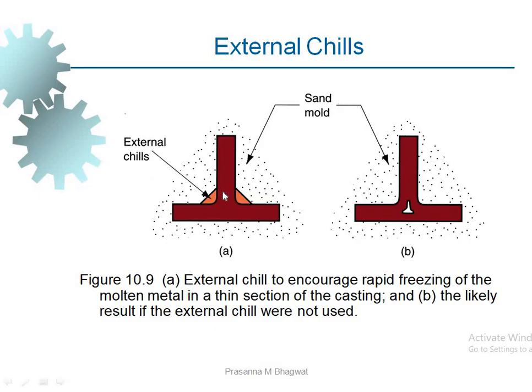So these are the chills. This is the external chill and this is the internal chill. At this junction, you find an external chill to encourage rapid freezing. Now this area is a thicker section, so to freeze this, you can use these particular chills so that rapid freezing takes place, or you can place them inside also, so that this particular area freezes as fast as the thinner sections.